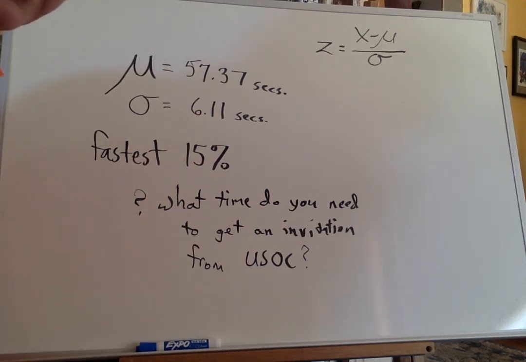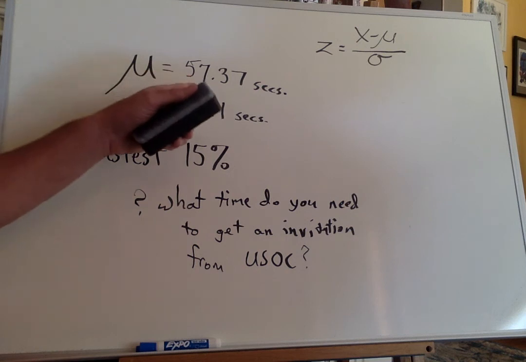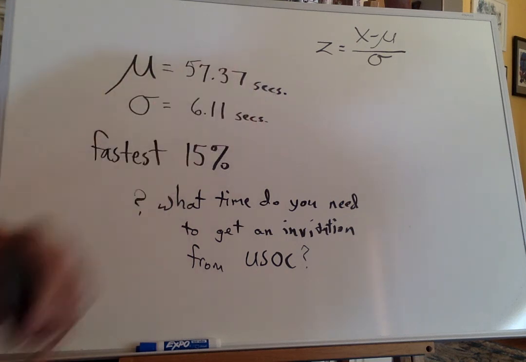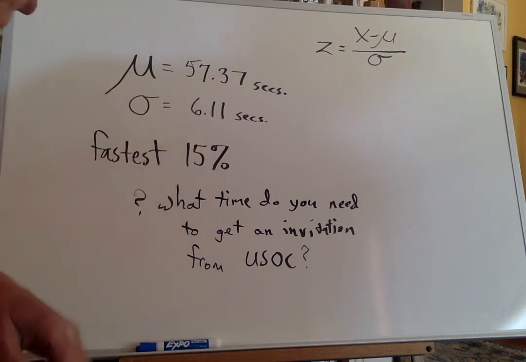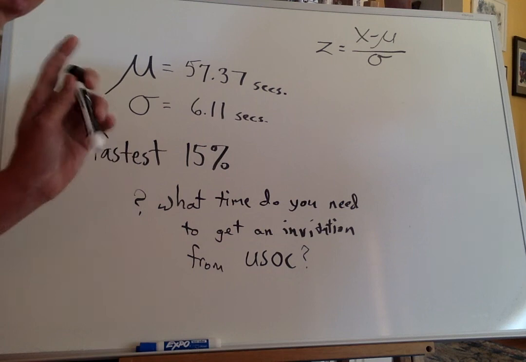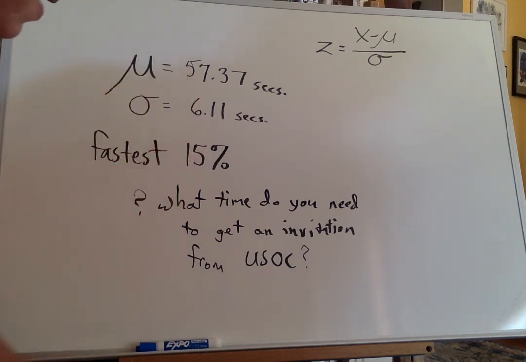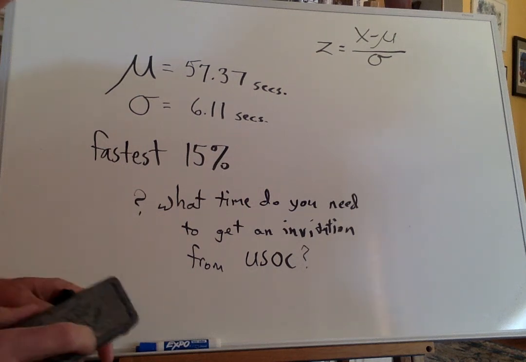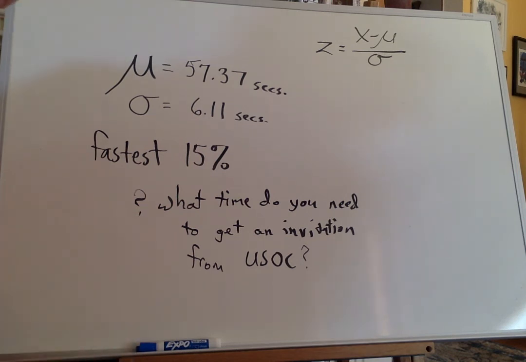Okay, so the last video we left off with this question. These are the parameters for some track and field event. This is how long it takes the athletes on average to finish the event. And of course, we have some standard deviation, some variability in that. What we want to do is identify what running time would define the fastest 15% of these college students so that they get an invitation from the United States Olympic Committee to try out for the Olympics.